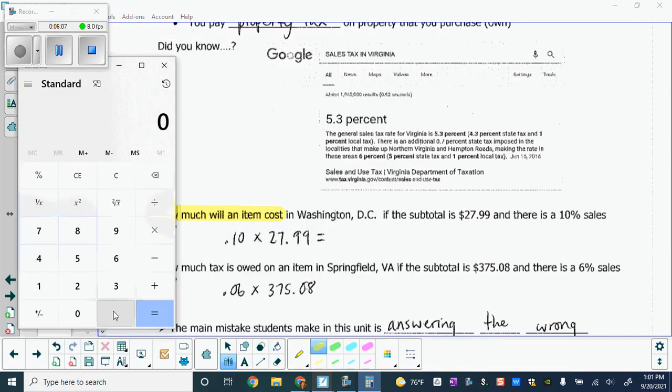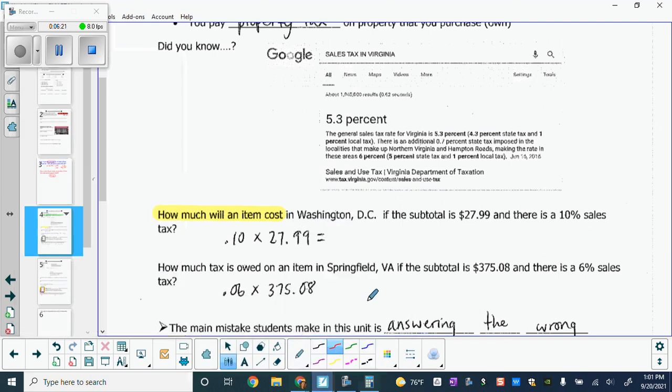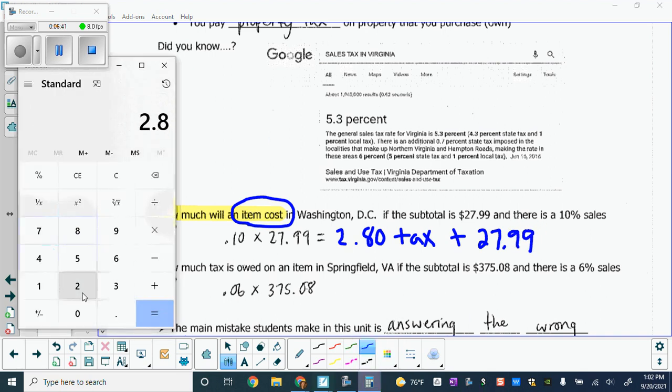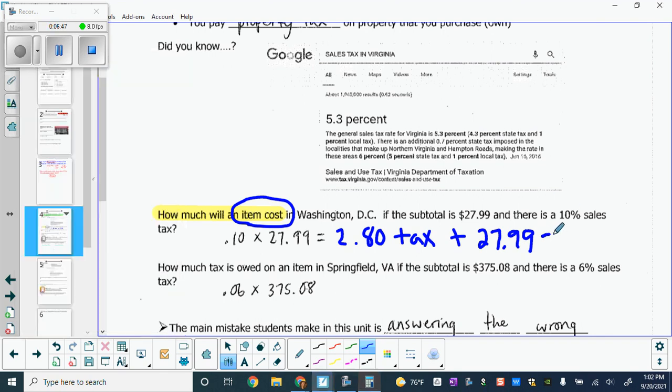All right, so if I bust out my calculator, I'm going to do 10% of 27.99. And most of you remember you can just move the decimal over once. And here, this 9 is going to bump this up to 80 cents. All right, so let me get my pen out. So this would be $2.80 in tax. Okay, that's the tax. But since it asks how much will the item cost, I need to now add that to the $27.99. So plus the $27.99. And yes, you can use your calculators for this stuff. So we'll take the $2.80 tax and we'll add it to 27.99. And you would pay $30.79. So 30.79. That is how much an item would cost if there was a 10% sales tax.